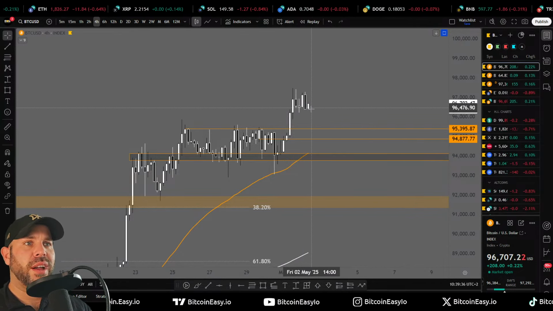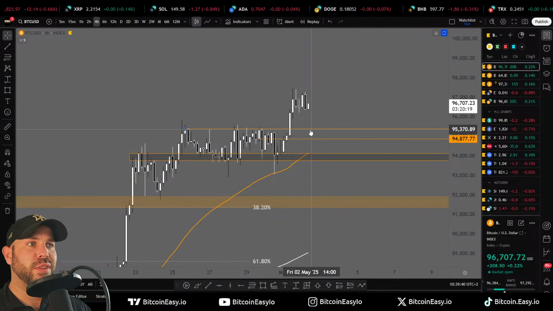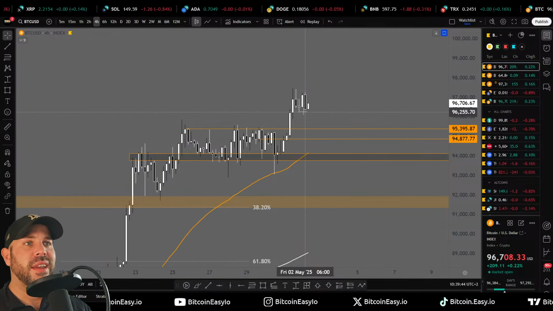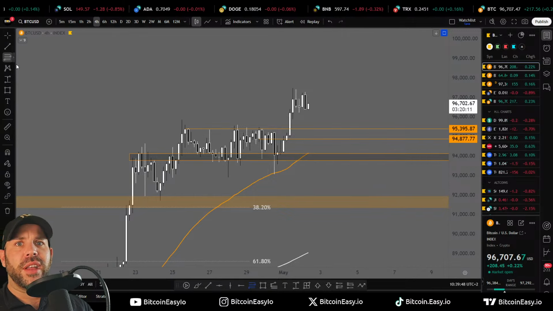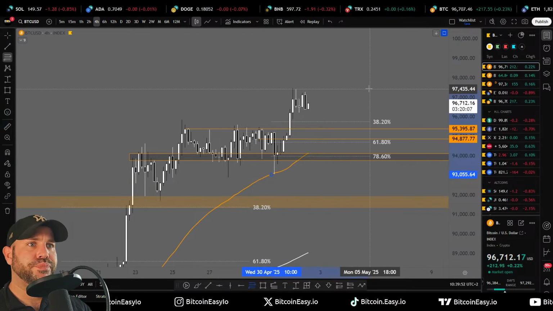Or if we come downwards here and correct a little bit, then this area becomes massive again. We want to see a retest of the prior highs here and then hopefully find a bounce there and continue upwards from there. And then we can just look at the Fibonacci retracement as well. I'm sure we find a strong level in that area as well.